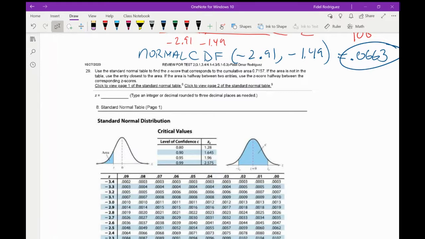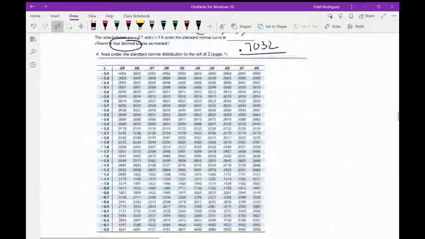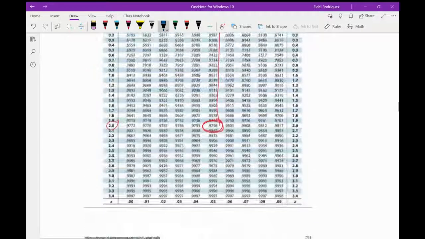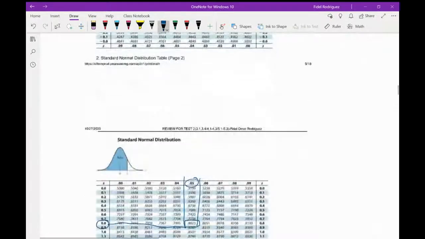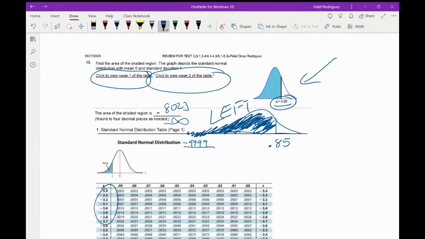What I want to point out about these particular problems is that they are giving me the area, and we're trying to see if we can find the z-score. Remember when we did problems like this one, or this one here? In those problems, we had the z-score, and we were looking for the area, right?